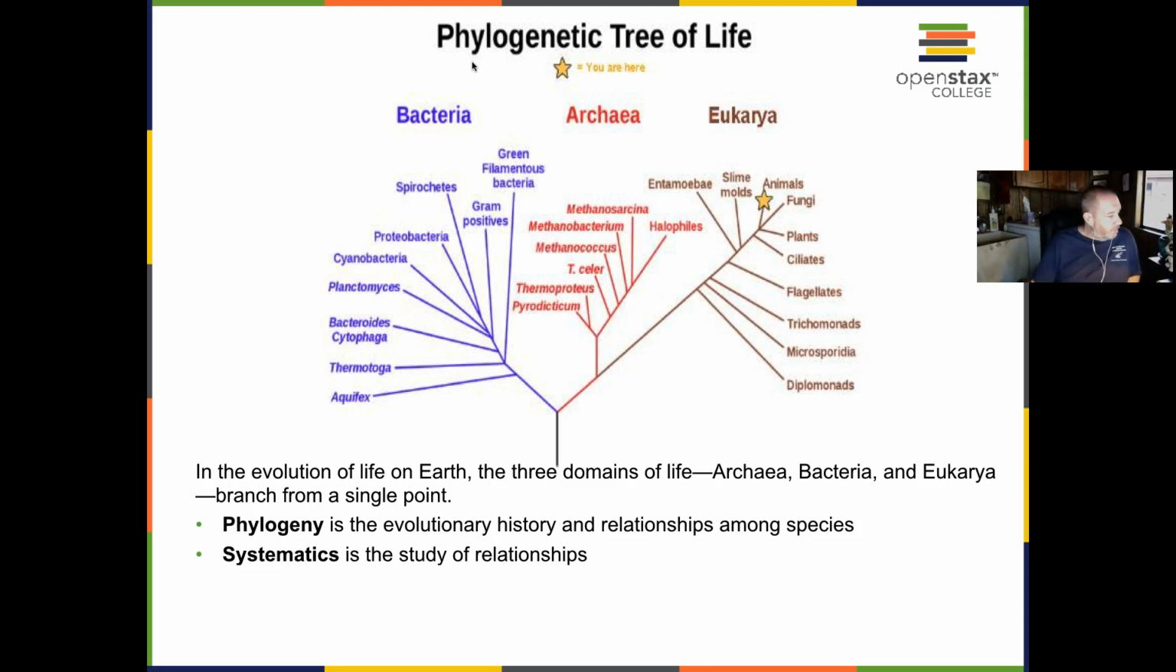And again, that was figure 12.3 in your book. For some reason, that slide was a little fuzzy. So we use these tools called phylogenetic trees to be able to visually see how species are related to each other.